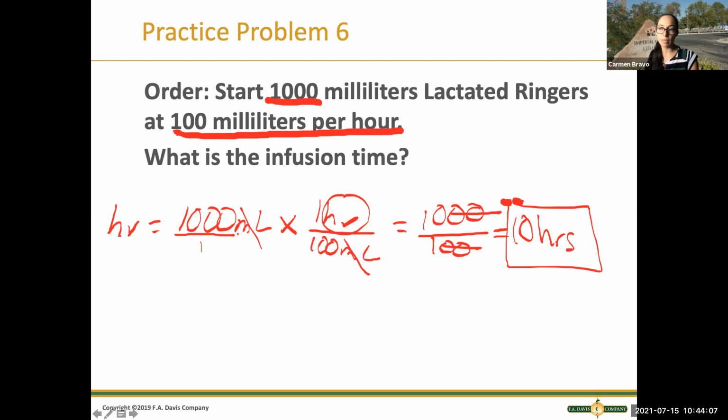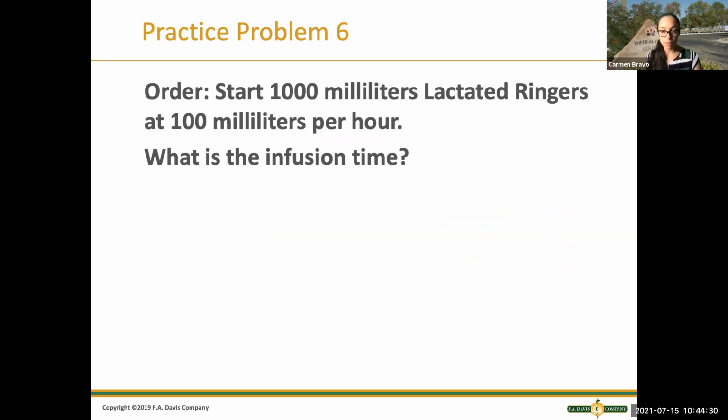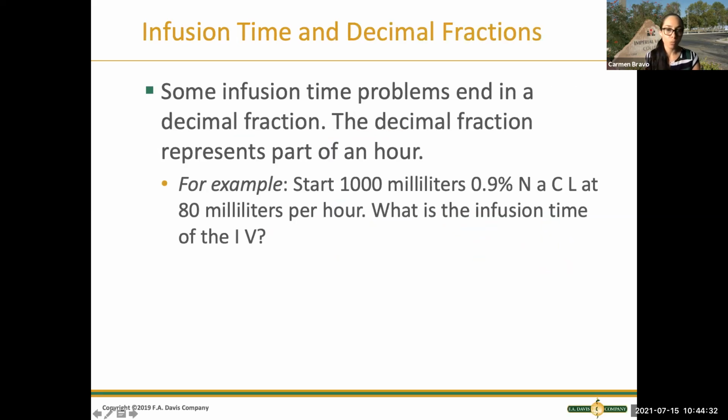It would be perfect if all the infusions were given like this, nice and round. But sometimes we do get 10.5, 10 point something, and we have to convert those into minutes. That's when we might end up with a decimal.